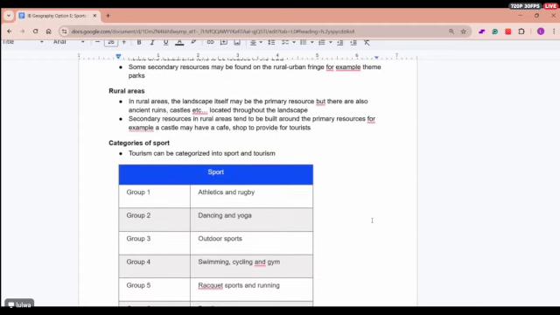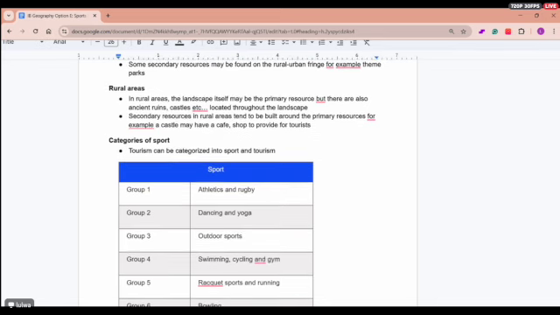And in rural areas, the landscape itself, so the natural features, is the primary resource. But there are also ancient ruins and castles located throughout the landscape. And for rural areas, secondary resources tend to be built around the primary resource. So, for example, a castle may have a cute cafe or a souvenir shop. All of that is secondary tourism.